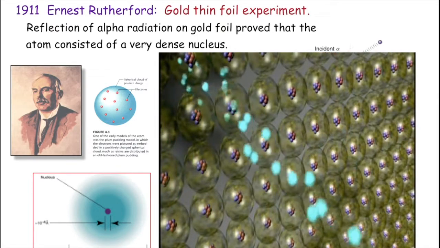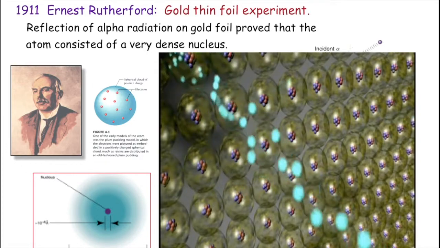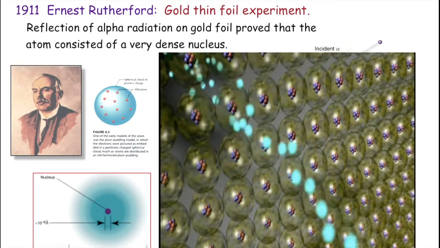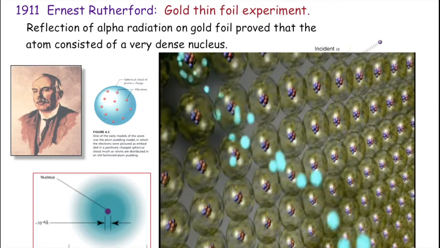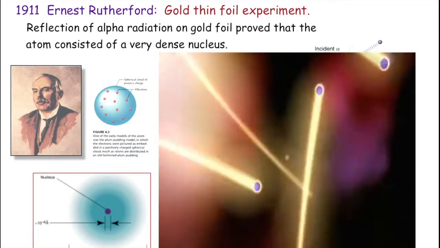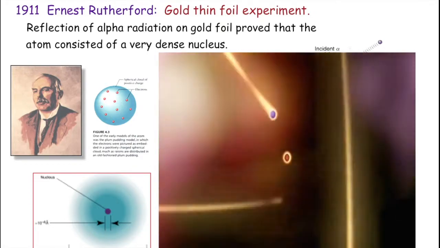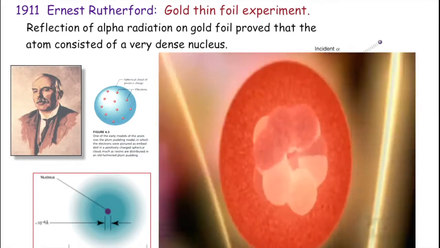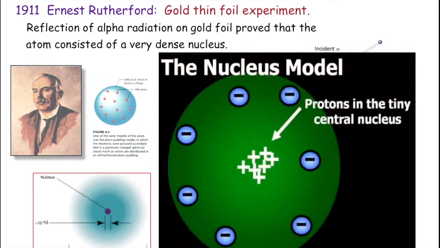Well, he found something completely different. He said it was as surprising as if you shot a 15-inch artillery shell at a piece of tissue paper and had the artillery shell bounce back at you. Some of these alpha particles bounce straight back off the gold foil. So the only way this could happen is if inside the atom is a very small, dense concentration of matter. It's not spread out like the plum pudding. And Rutherford called this small, dense concentration the nucleus. So that was the discovery that showed that it's basically the dense nuclear model of the atom.